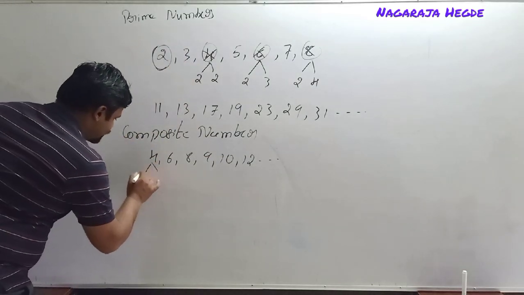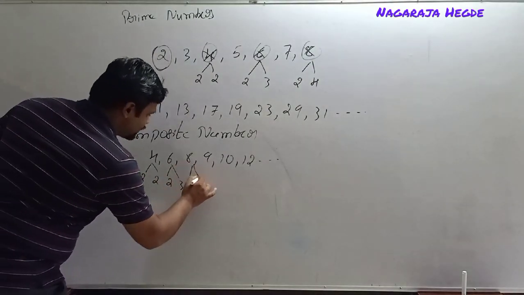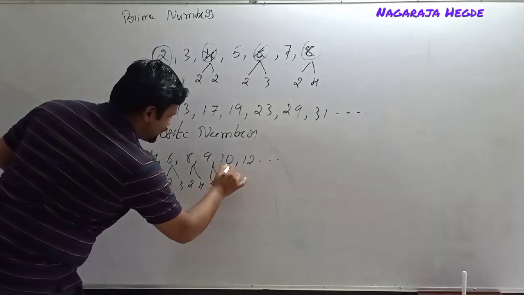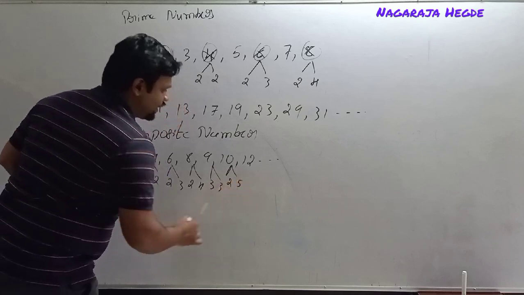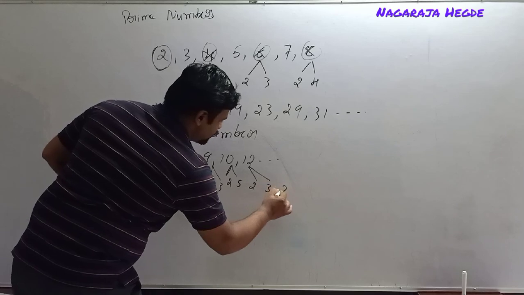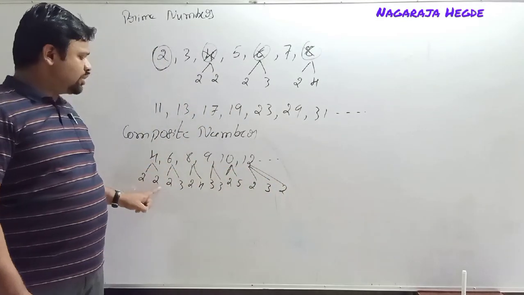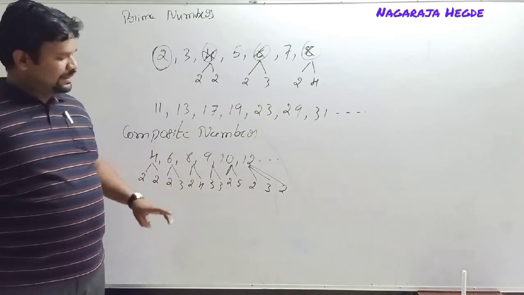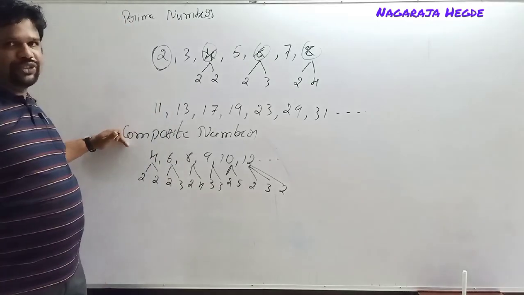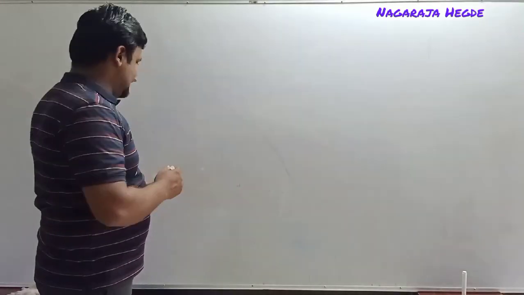If you take 4, 2 into 2. If you take 6, we can write 2 into 3. If you take 8, 2 into 4. If you take 9, we can write 3 into 3. If you take 10, we can write 2 into 5. If you take 12, we can write 2 into 3 into 2. See, each composite number can be written as a product of two or more prime numbers. This is the important point you have to remember. So this is the concept of prime numbers and composite numbers. Now let us discuss LCM.